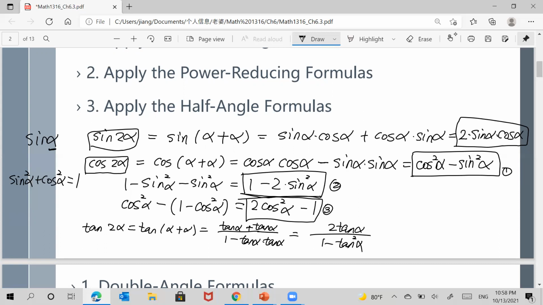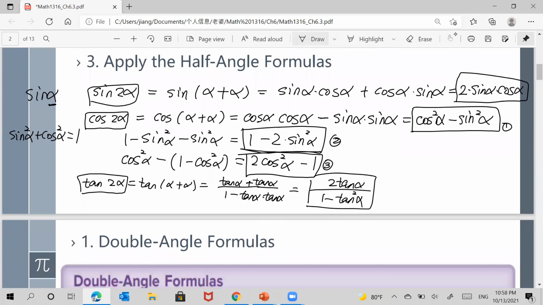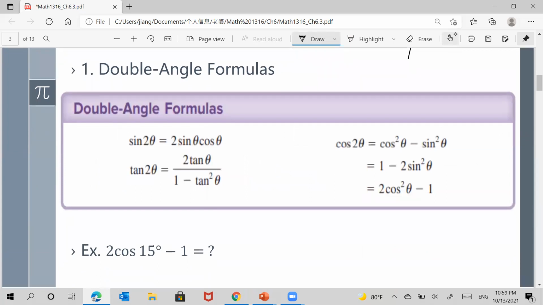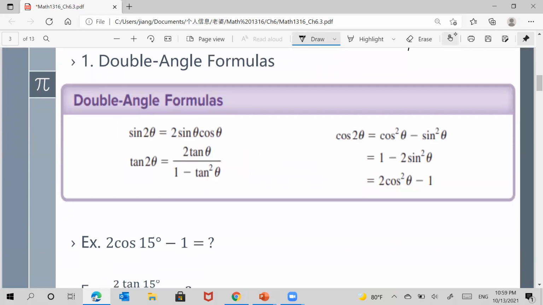Okay, so these are the double angle formulas. Here they just give you the result. They didn't tell you how they find the double angle formulas. So you can memorize them, or you go back to see how we find these double angle formulas. Use the procedures to help you memorize them better.